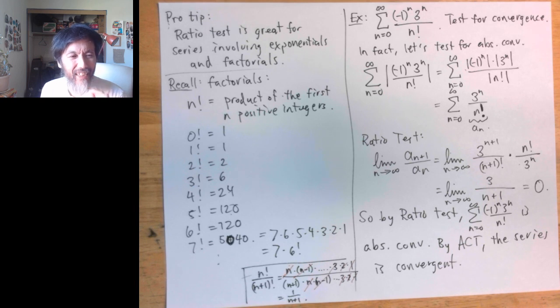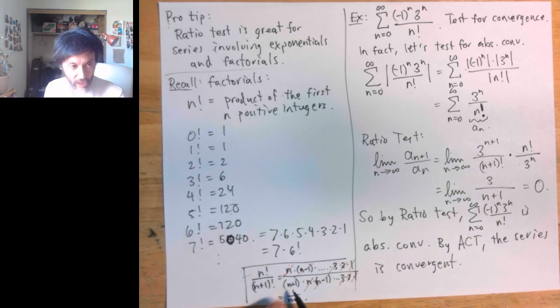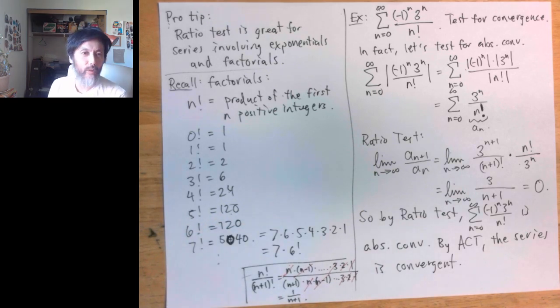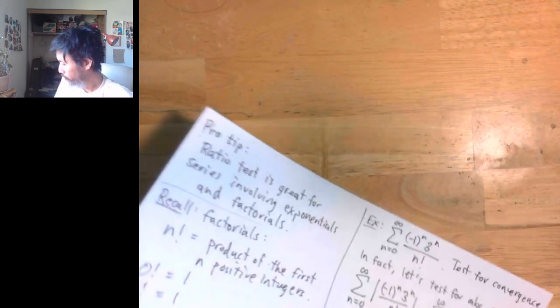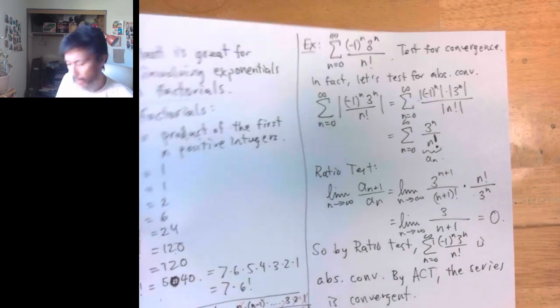I wouldn't say that the second term of n plus 1 factorial is n times n minus 1. I like to reserve that word term for summands, and there's no summands really happening here. It's just n plus 1 times n minus 1 times dot dot dot times 3 times 2 times 1. That's what n plus 1 factorial is. Okay, so cool, that's that.